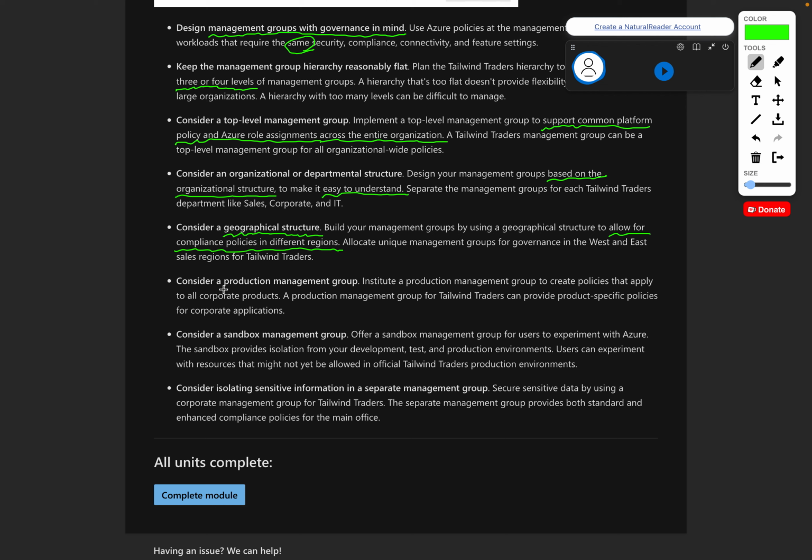So the production management group, that's of course quite understandable. It will give us the flexibility to create policies that apply to all corporate products, and the products will ultimately run on production environment. So it is essentially separating the workloads based on the environment.